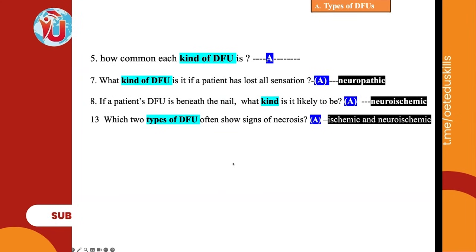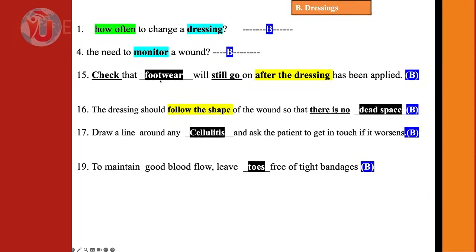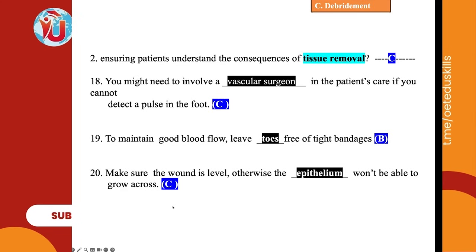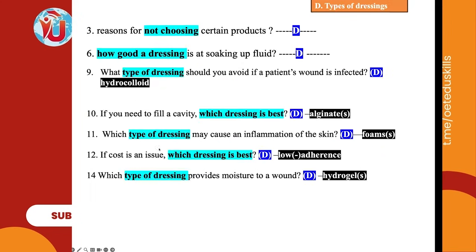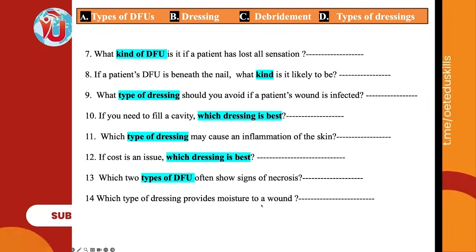See, from text A, you have 4 questions. Text B, you have 6 questions. Text C, you have 4 questions. Text D, you have a maximum of 7 questions. And that too about advantage, not choosing a good dressing. Type of dressing. In fact, which dressing is best? Causing inflammation? Which dressing is best? Type of dressing. Moisture to a wound, provides moisture. Advantage, disadvantage. So easy. So nice.